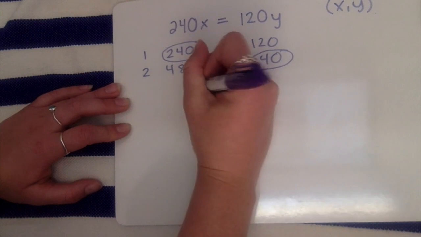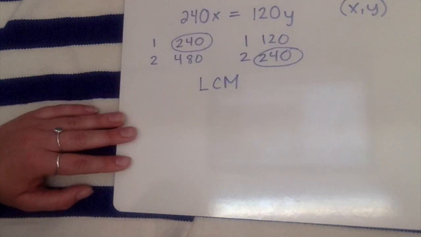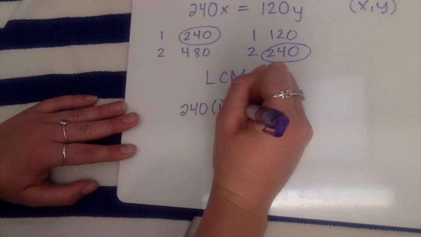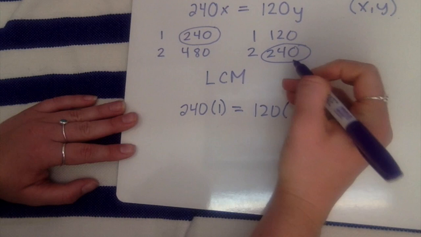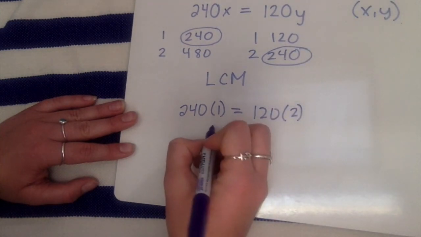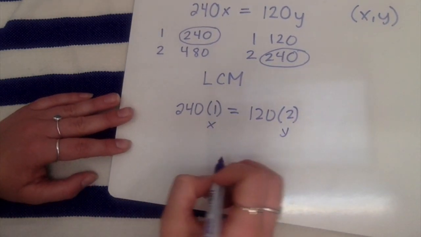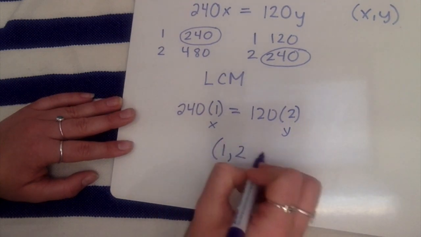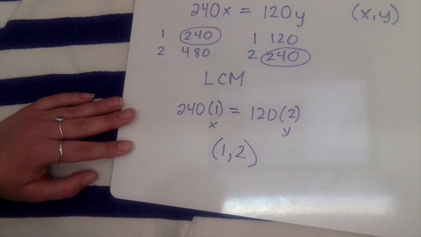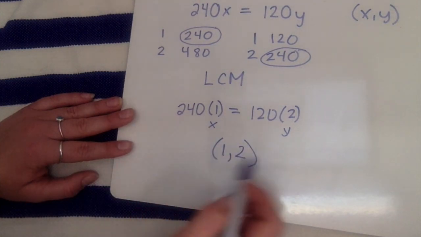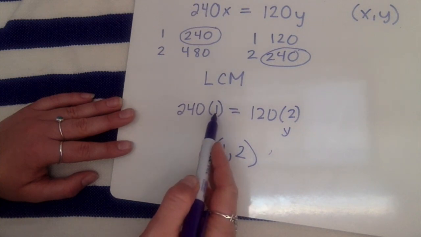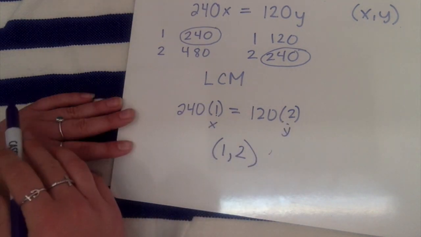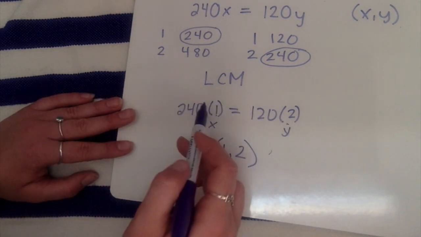You can say that this is finding my least common multiple. So I know that when x is 1, 240 times 1 will equal 120 times 2. And this is x, this is y, so the solution would be 1, comma 2. This is the solution to my ordered pair. We would be stroking at the same amount when I've been stroking for 1 minute, and it will take her 2 minutes to catch up. She'll have to stroke 2 minutes to be at the same amount that I have.